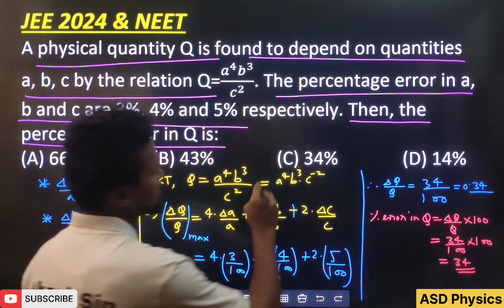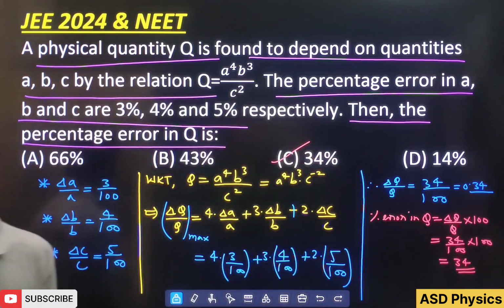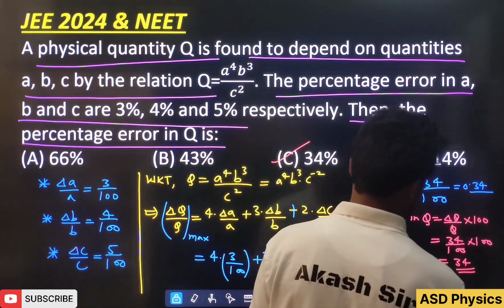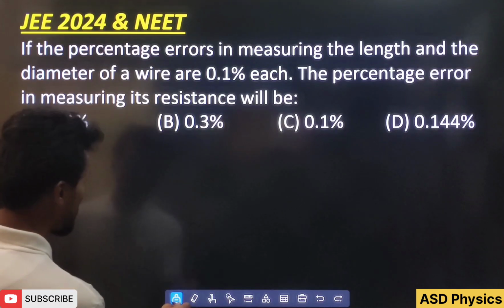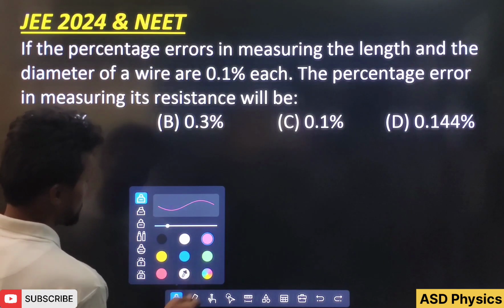So which option is correct here? The correct option is option C. This much error is too much. Logically this is not correct, but anyhow this kind of question they have given, students. So whatever your answer is coming, that we have to do. Normally error should not come more than 2%, 3%. Error is not good. Okay, now students, let's see the next one.